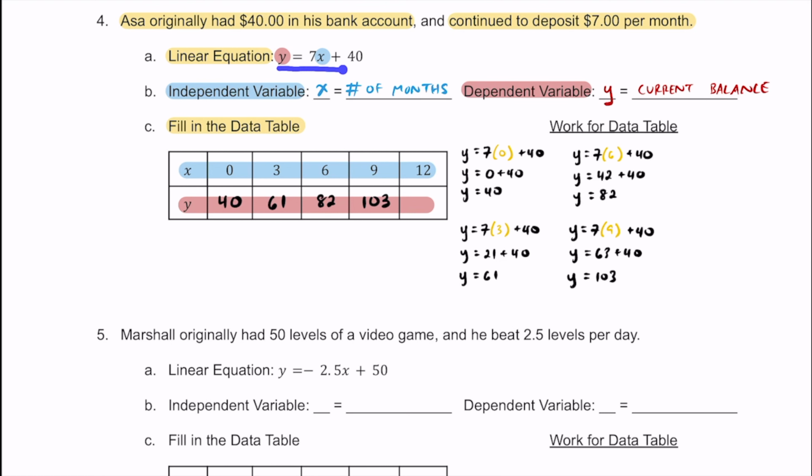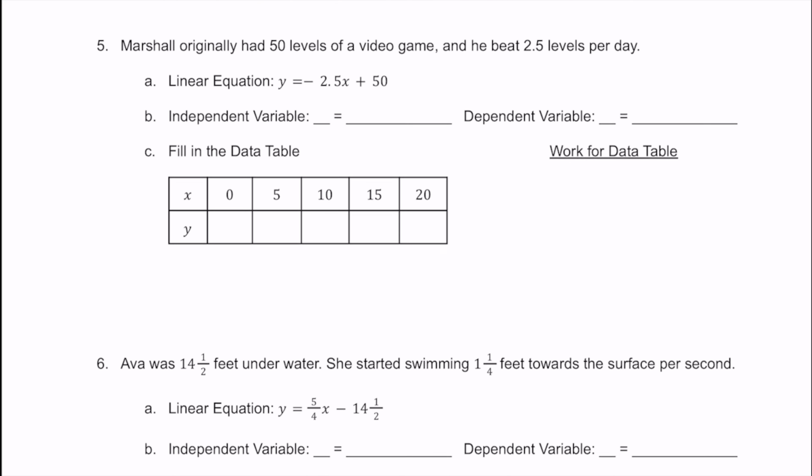One final time, let's take this linear equation, but now x is 12, so 12 months go by, or a full year. Let's go ahead and substitute that in. So that's going to be y is equal to 7, and let's multiply that by 12, since that's 12 months. So 7 times 12 plus 40. 7 times 12, that's going to be 84. 84 more dollars plus the 40 he already had. That should be a total of $124. So let's go ahead and put 1, 2, 4. So in a year, he should have $124 if he doesn't take any money out and he just deposits that $7 per month.